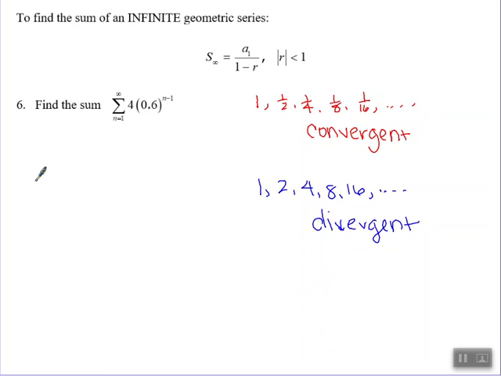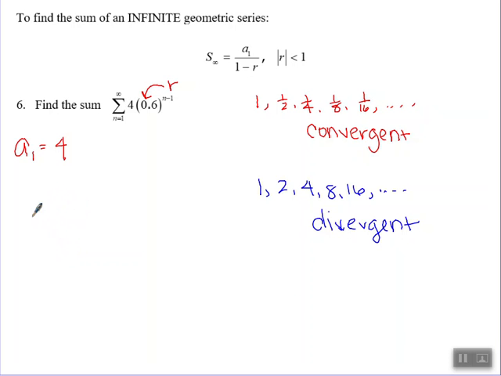So let's look at our last example here. We want to find the sum from 1 to infinity of 4 times 0.6 to the n minus 1. Similarly to the last problem, if we plug in 1 for n, we find that the first term is 4. R is always going to be the base of our exponential. Since r, or the absolute value of r, is less than 1, then this sequence will converge, so we can find this sum.